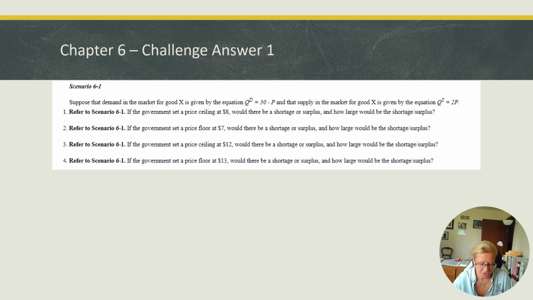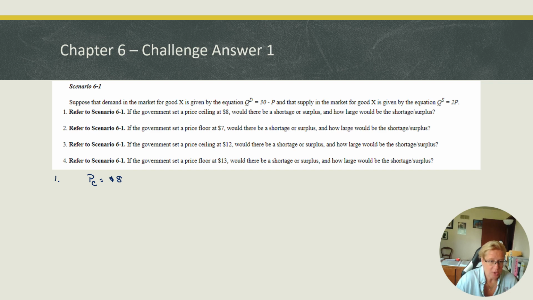So here's our first question. If the government sets a price ceiling at $8, would there be a shortage or surplus, and how much would it be? So number one. The price ceiling is going to be $8. One of the things I like to do on these is to figure out what is price equilibrium to determine if this is a binding or non-binding price ceiling or floor.